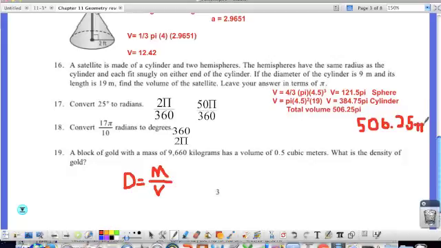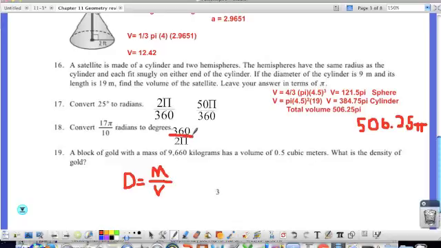Okay? For the next problem, you're converting 25 degrees to radians. And the problem after that is radians to degrees. So when you're converting from degrees to radians, you're multiplying by 2 pi over 360. And when you convert from radians to degrees, you're multiplying by 360 over 2 pi.